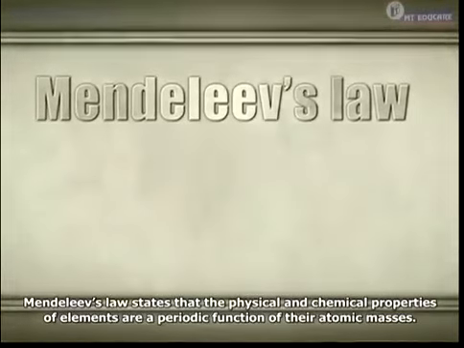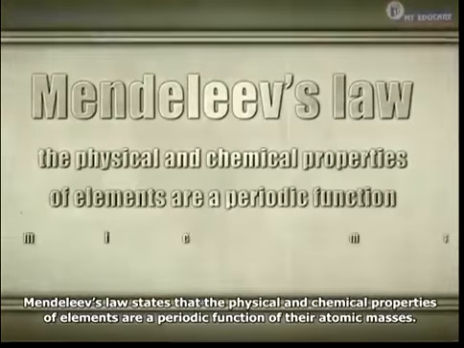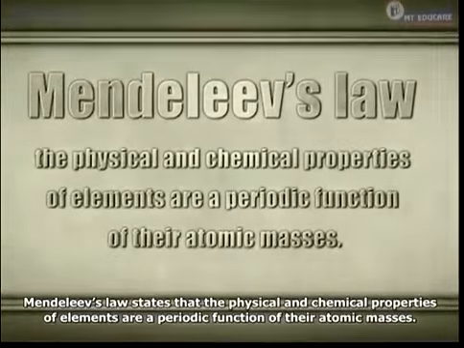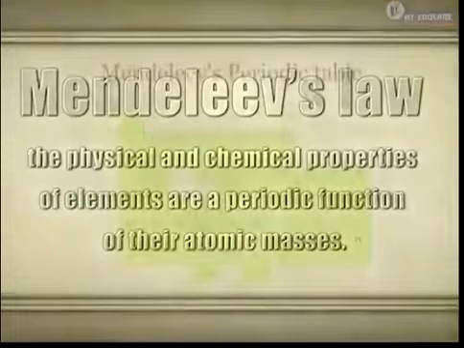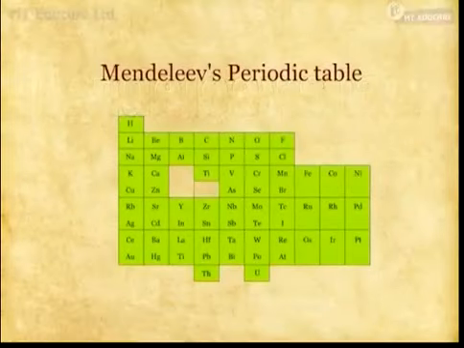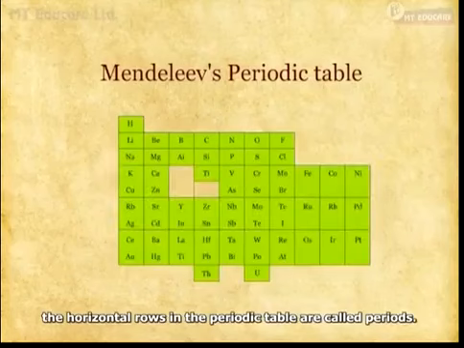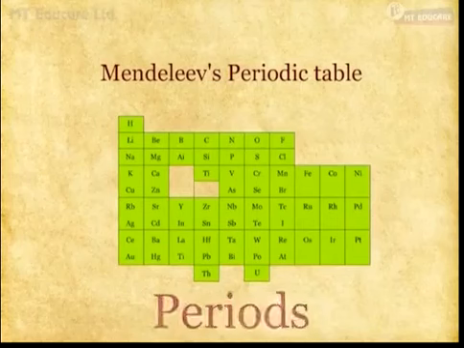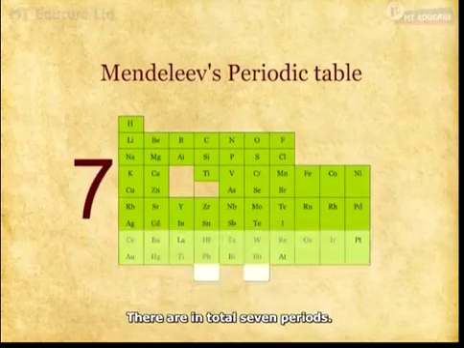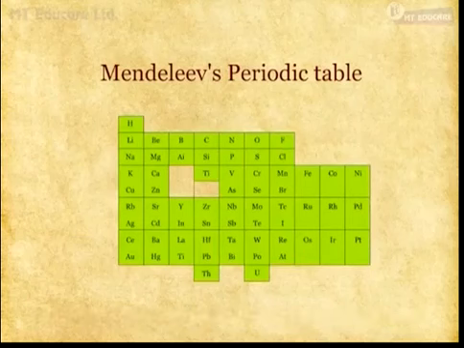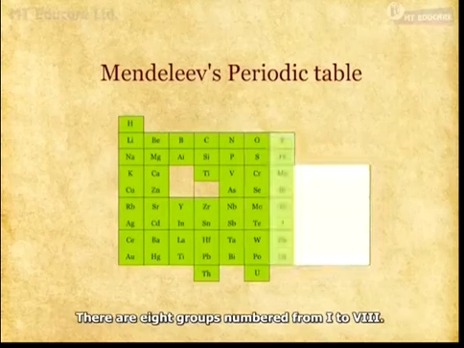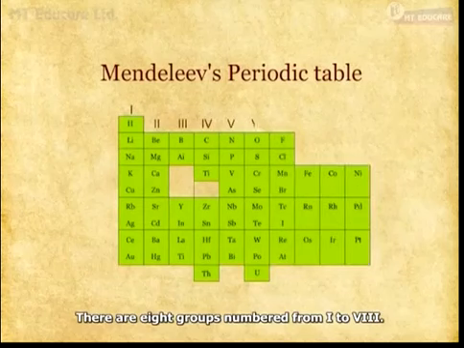Mendeleev's law states that the physical and chemical properties of elements are a periodic function of their atomic masses. In Mendeleev's periodic table, the horizontal rows are called periods. There are in total 7 periods. The vertical columns in the periodic table are called groups. There are 8 groups, numbered from 1 to 8.